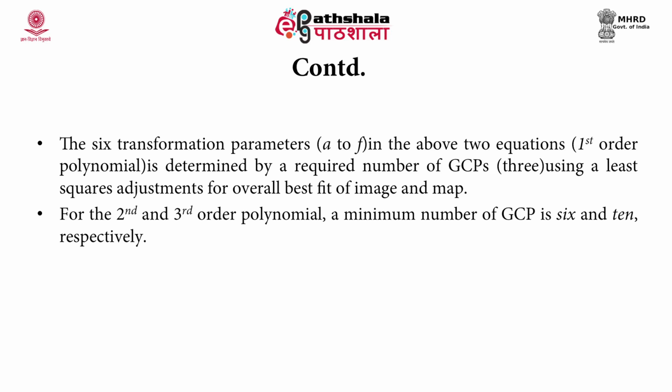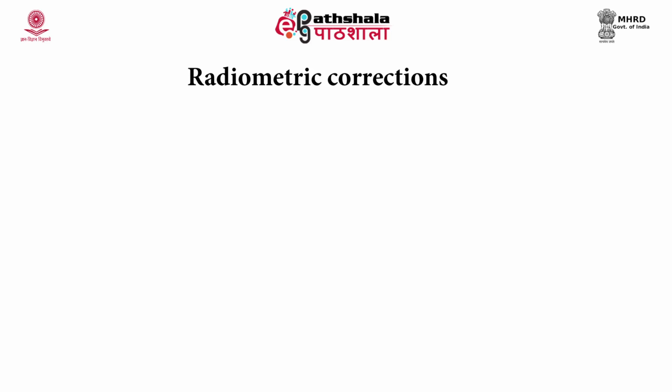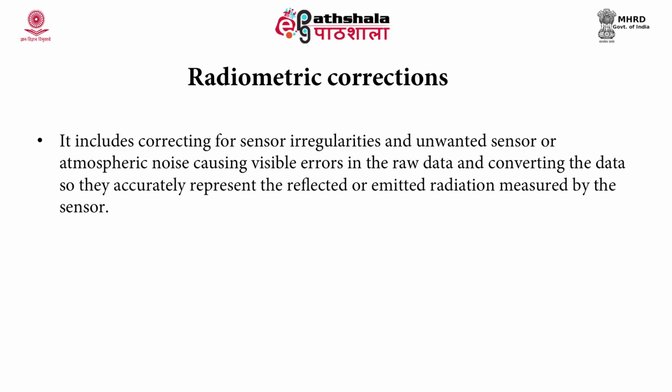For the second and third polynomial, the minimum number of GCPs is 6 and 10 respectively. The next is radiometric corrections. It includes correcting for sensor irregularities and unwanted sensor or atmospheric noise causing visible errors in the raw data, and converting the data so that they accurately represent the reflected or emitted radiation measured by the sensor.